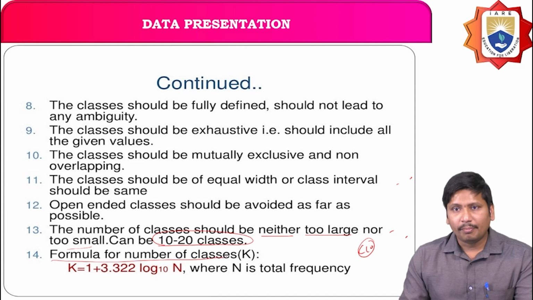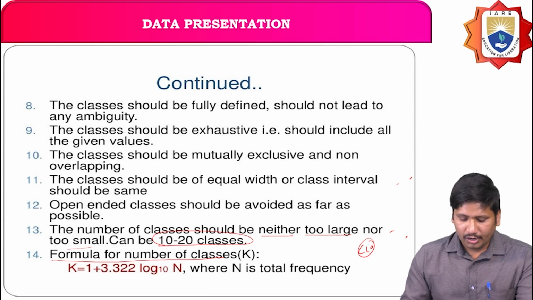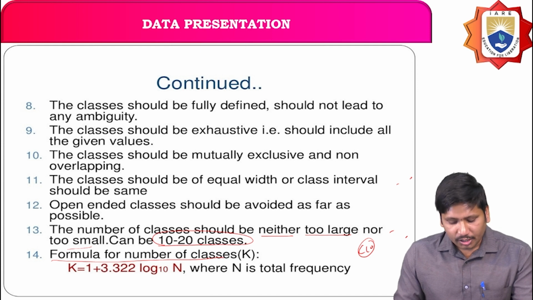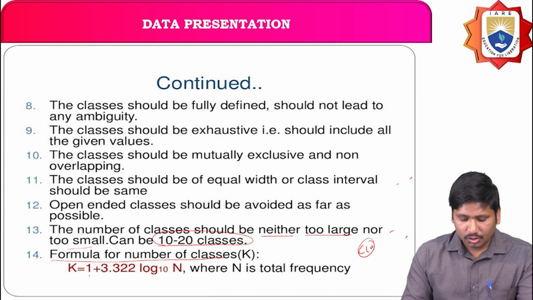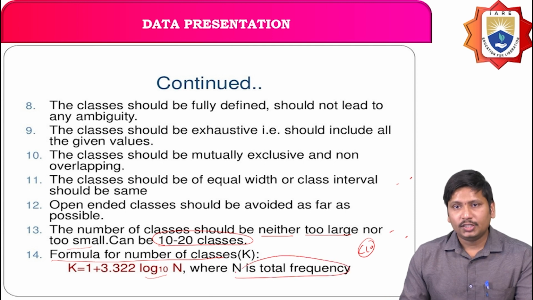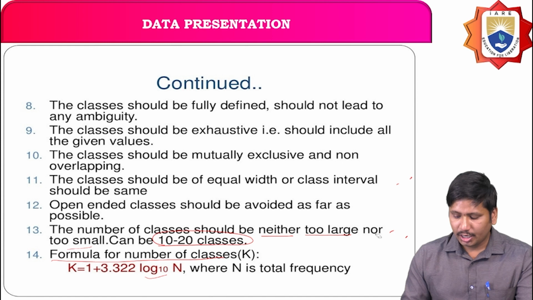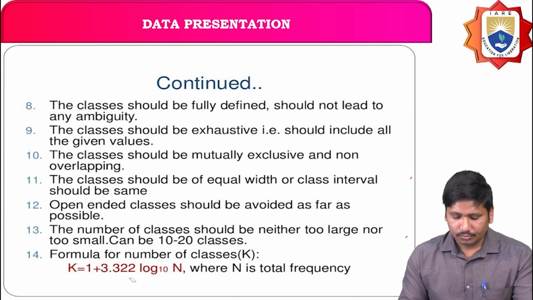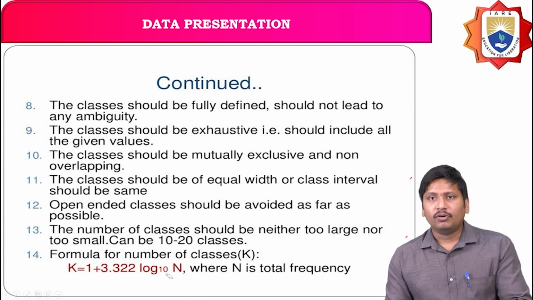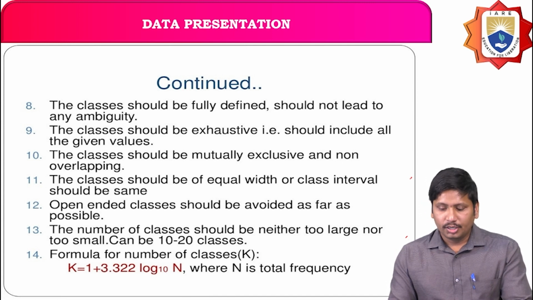So here is the formula for the number of classes. How many classes there should be, that I want to find out, right? For that we have an equation. k is equal to 1 plus 3.322 log n to base 10, where n is the total frequency. So this is the equation we are going to use while defining the classes for a particular application. So these are some of the other principles of data presentation.